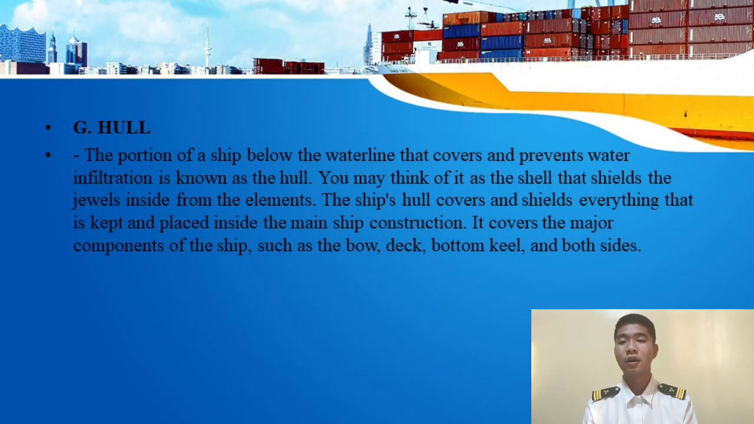Next one, hull. The portion of a ship below the waterline that covers and prevents water infiltration is known as the hull. You may think of it as the shell that shields the jewels inside from the elements. The ship's hull covers and shields everything that is kept and placed inside the main ship construction. It covers the major components of the ship, such as the bow, deck, bottom keel, and both sides.